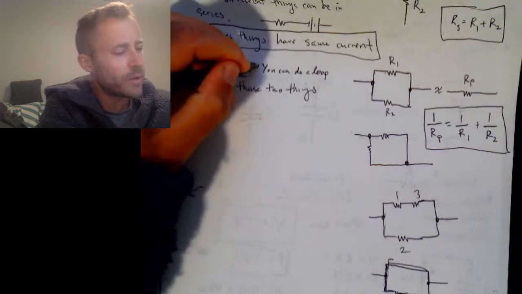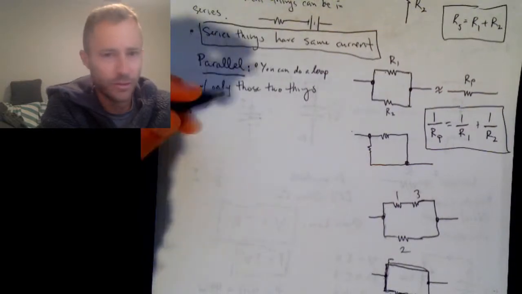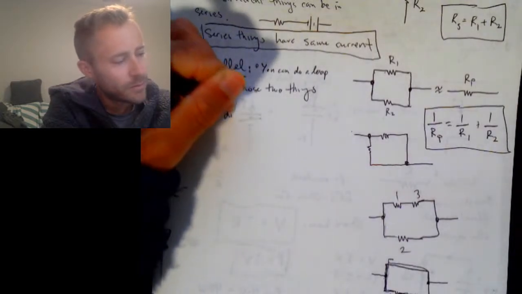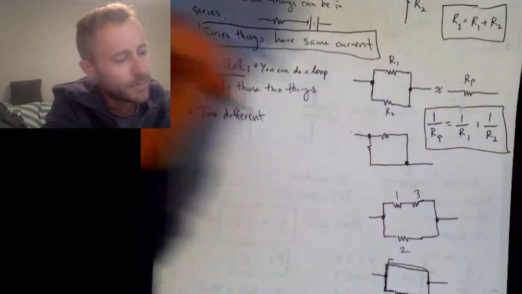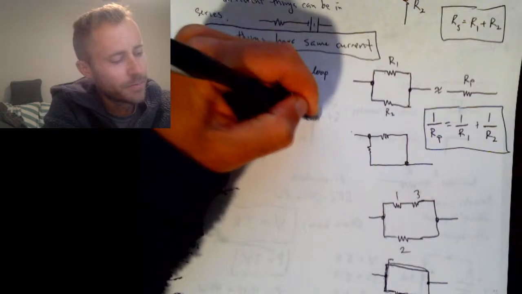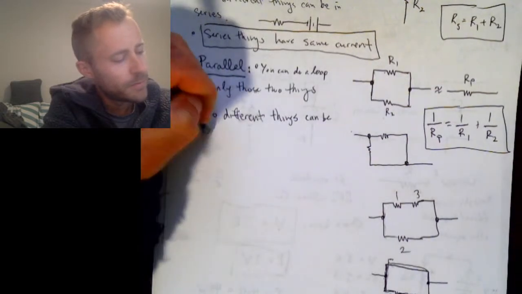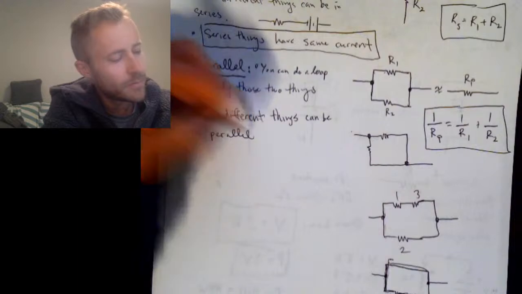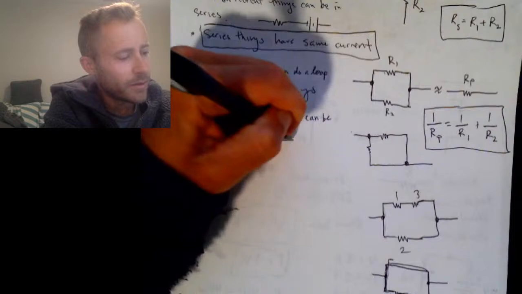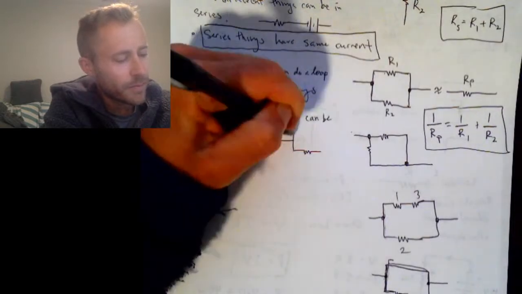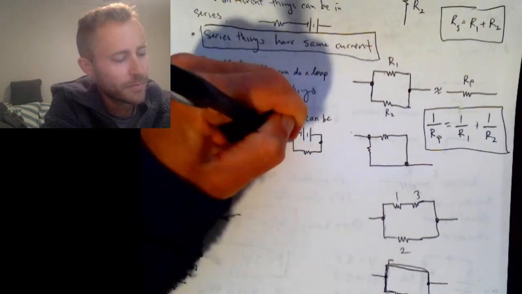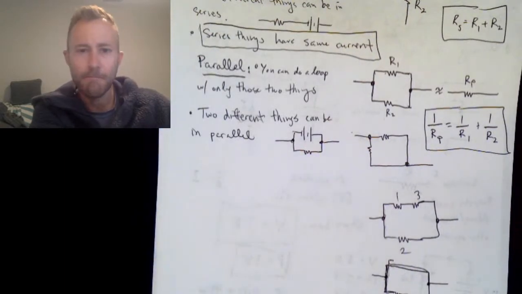Just like with series connections, two different things can be in parallel. For example, you could have a resistor in parallel with a battery. That's completely valid, like that.